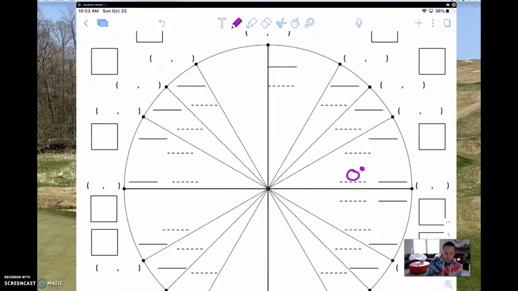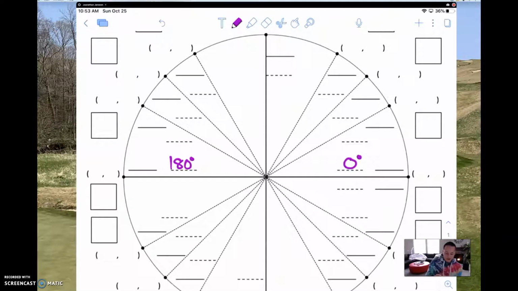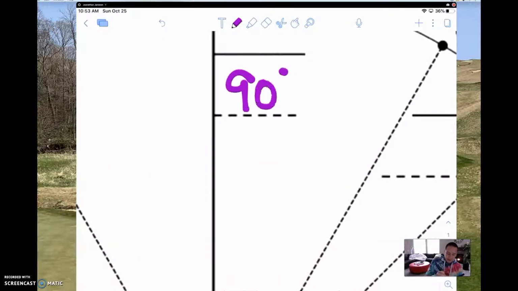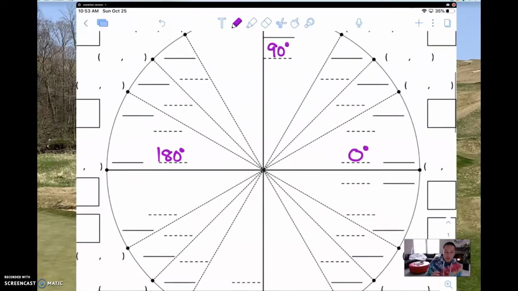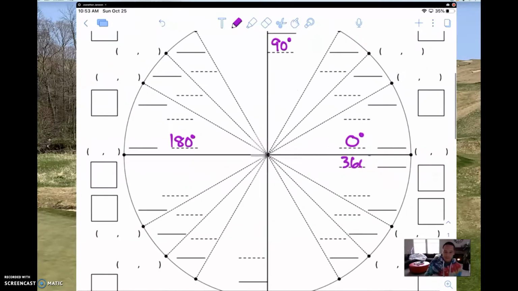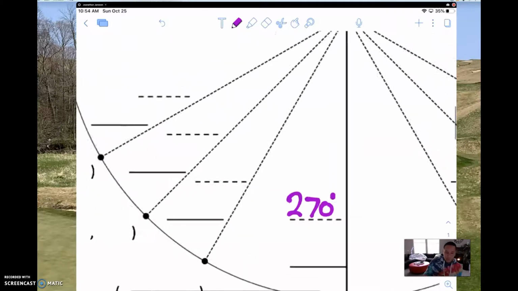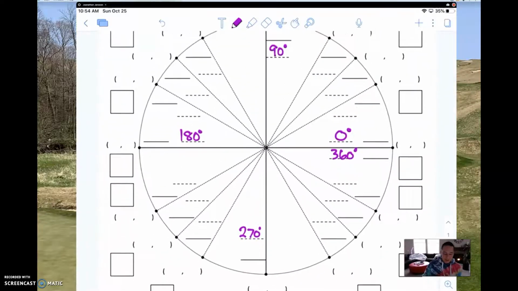And then we already know that going halfway around the unit circle takes us to 180 degrees. So now if we cut that in half, so if we go to the very top, that's going to be 90 degrees. If we go all the way around the circle, a complete rotation around, that's 360 degrees. And if we go down on the bottom, it's halfway between 180 and 360, and that's going to be 270 degrees. So we start by labeling the ones on the tops and on the sides.